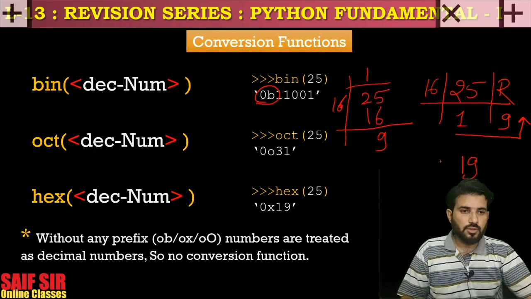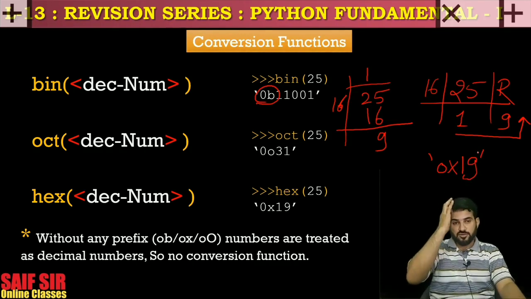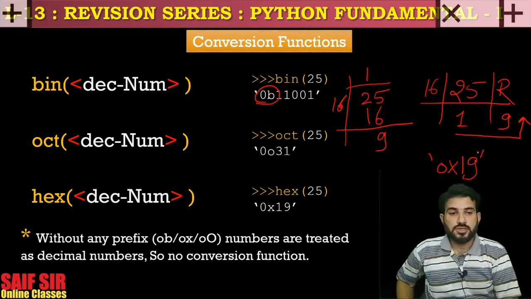But the point is, 0x must be prefixed. So this is the way you can find out the hexadecimal equivalent, and the story is the same with the others also. Let's move to the next slide.